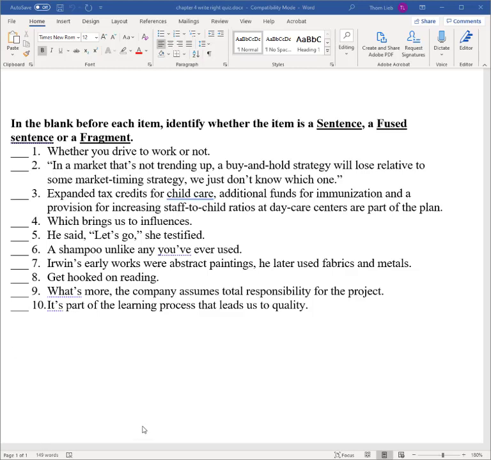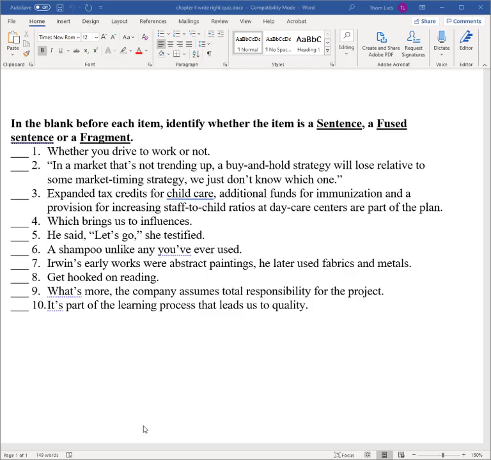If we look carefully, we see the sentence starts with a subordinating conjunction, whether. So that means this needs to be joined to another clause that can stand on its own. So in this case, we need to know what other information we have in order to make it a full sentence. So what we have here is a fragment.